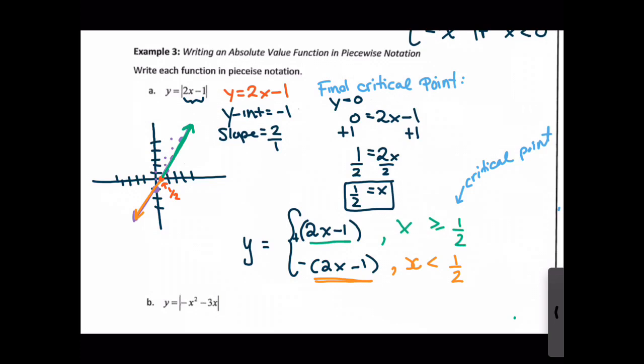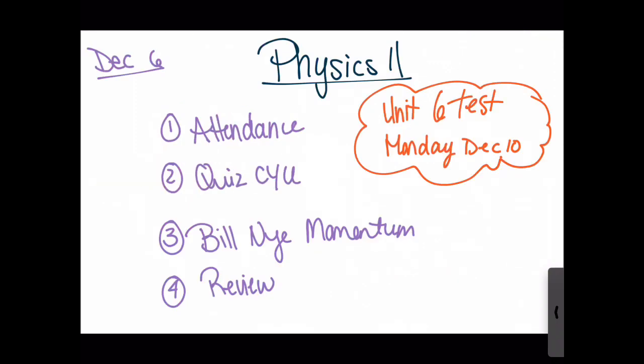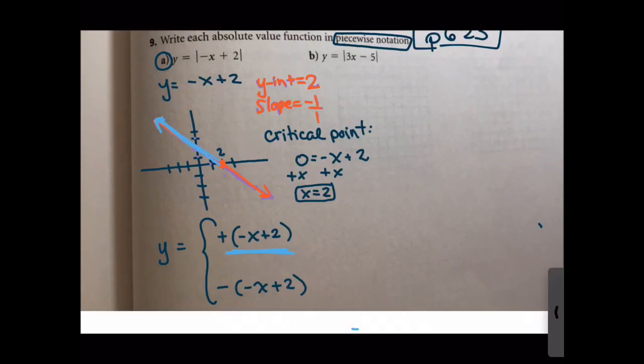Actually, can I do number 9, 9A in the book, if that's okay, because it's a negative one. So I'm just going to get you to all pull out your books. So my x values, I'm going to write this in this color, are going to be less than or equal to my critical point. Once you figure out that one, the second one is just the opposite. And it will be greater than 2.